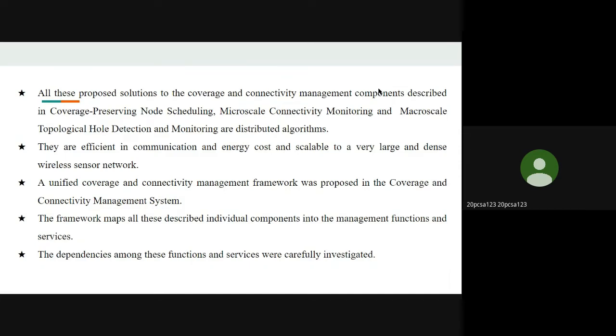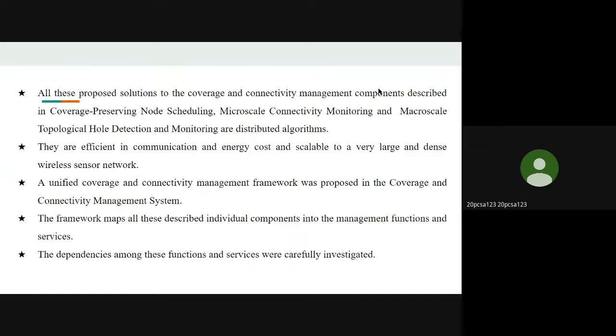All these proposed solutions correspond to the coverage and connectivity management components described: coverage preserving nodes scheduling, microscale connectivity monitoring, and macroscale topology hole reduction and monitoring, and they are distributed algorithms. They are efficient in communication and energy cost and scalable to very large and dense wireless sensor networks.